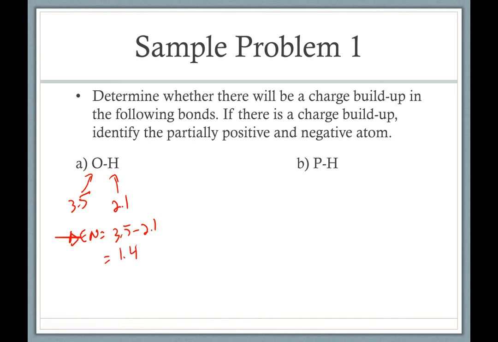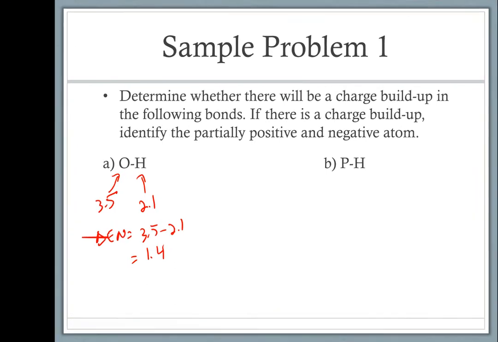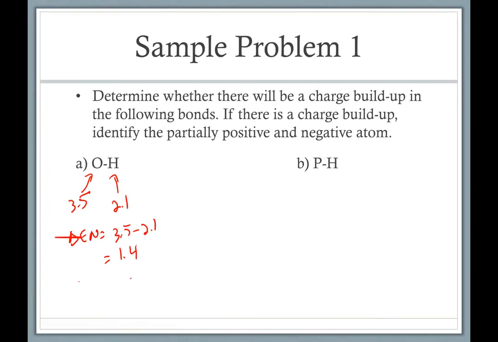Okay, so because we have a difference that we see, there will therefore be a charge buildup. If we look here, oxygen is going to be slightly negative and hydrogen is going to be slightly positive. Oxygen is slightly negative because it has a higher electronegativity. Hydrogen is going to be slightly positive because it has a lower electronegativity.